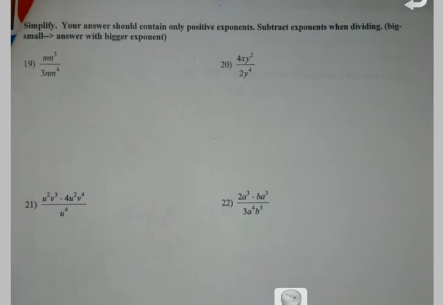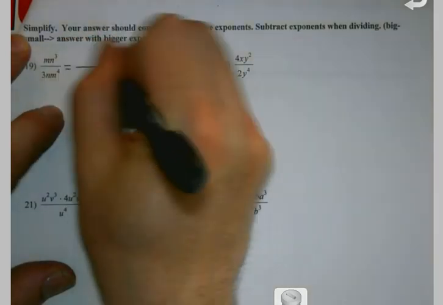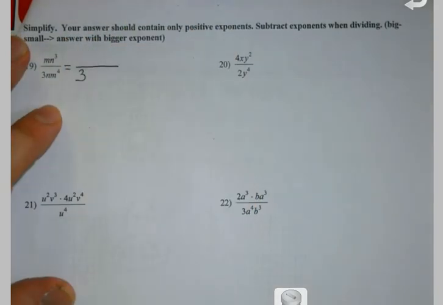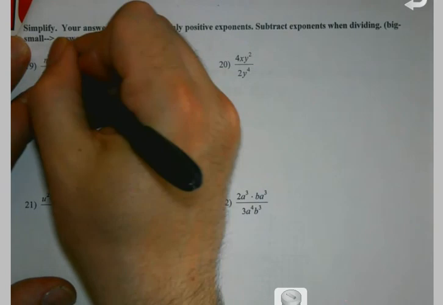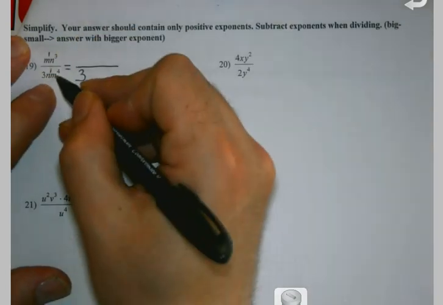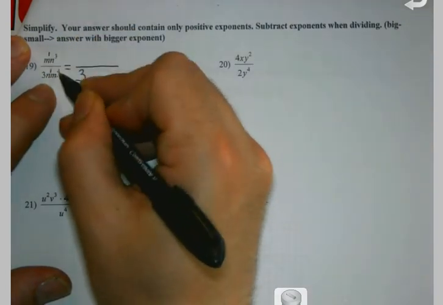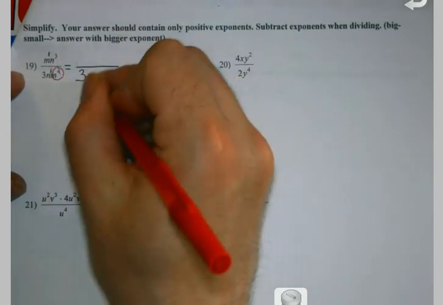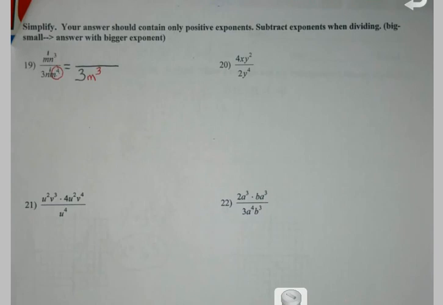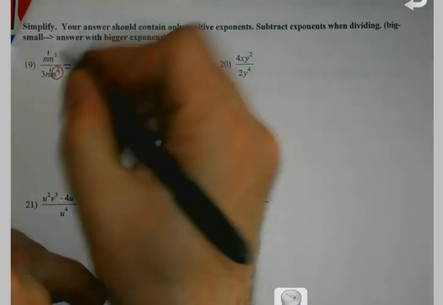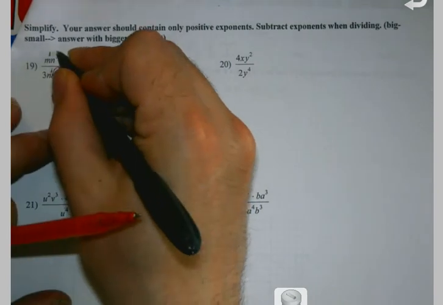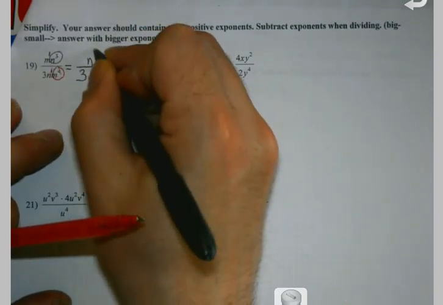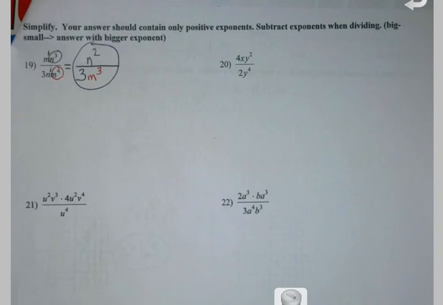Subtract exponents when dividing. Big minus small, the answer goes with the bigger exponent. Okay. Well, I see only one number, so I'm going to leave the 3 there. Then I get to m. And I say, okay, here's my m's. Big minus small, 4 minus 1 is 3, but the bigger exponent's down below. So that's where my answer goes for my m part. Then I do it for the n's. 3 minus 1 is 2. The bigger exponent's on top, so that's where I leave it, and I'm done.